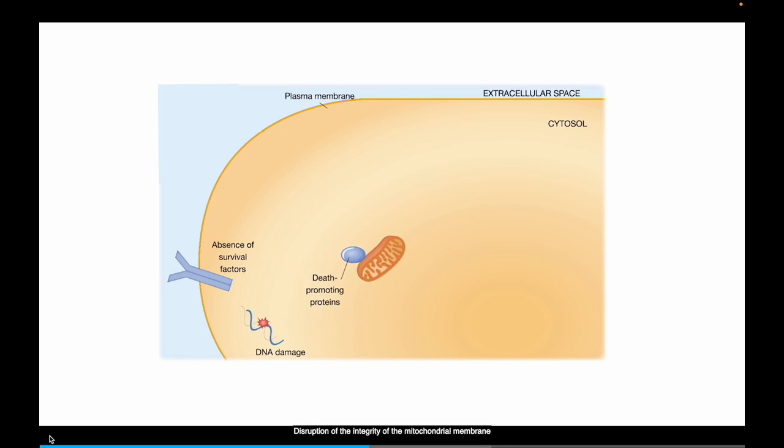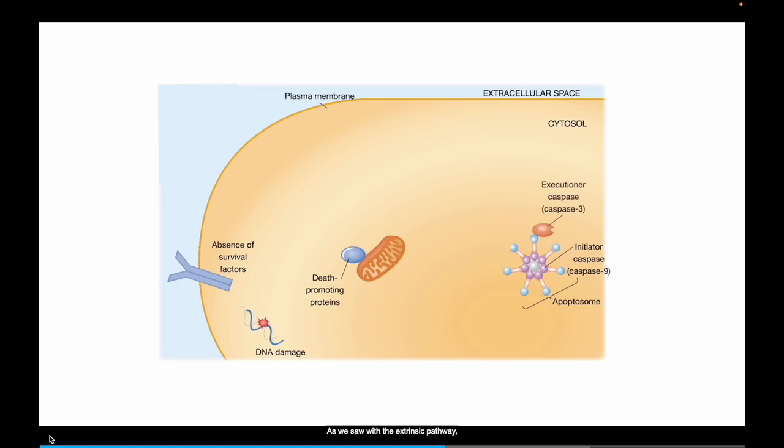Disruption of the integrity of the mitochondrial membrane can lead to the release of cytochrome C from the intermembrane space into the cytosol. The released cytochrome C can complex with the adaptor protein APAF1 and initiate a pro-caspase 9 to form a structure called the apoptosome. Once assembled, this complex activates caspase 9. One of caspase 9's targets is the executioner pro-caspase 3, which is then converted to its active form.